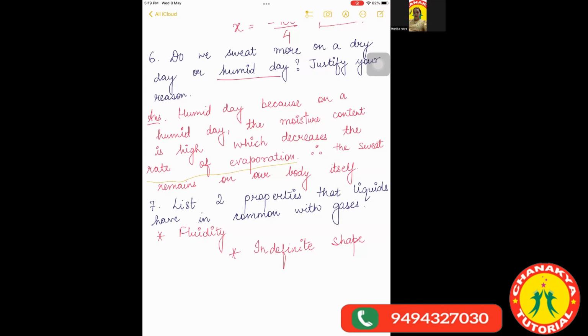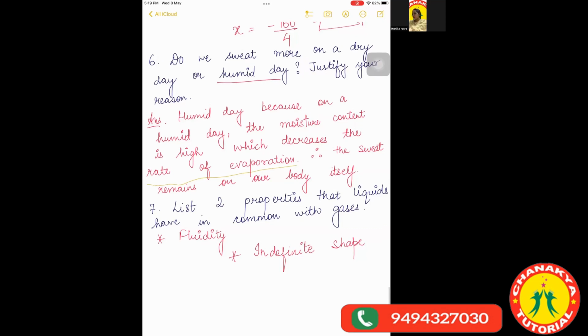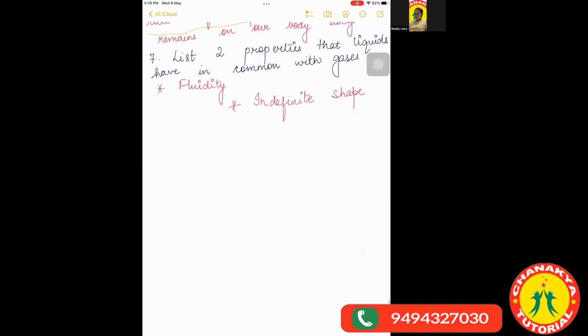In the last class, we were discussing the questions related to matter in our surroundings. Today, we are going to continue the same. Let us begin with the first question for the day.